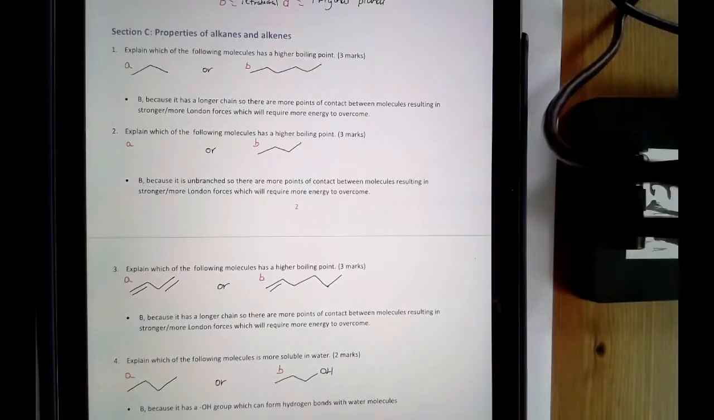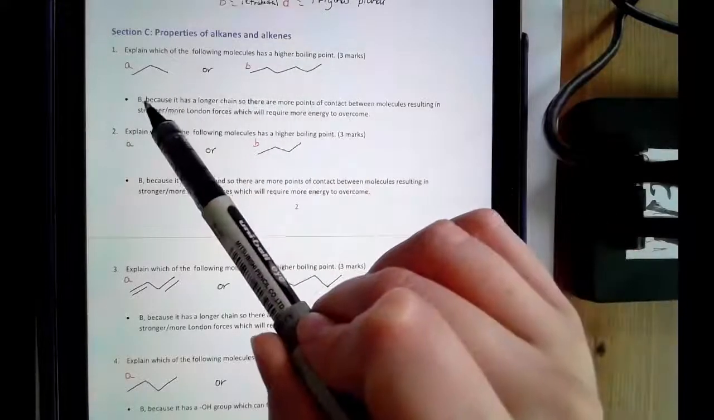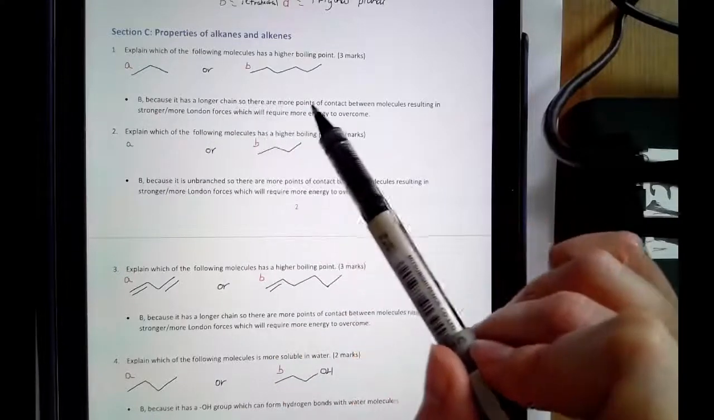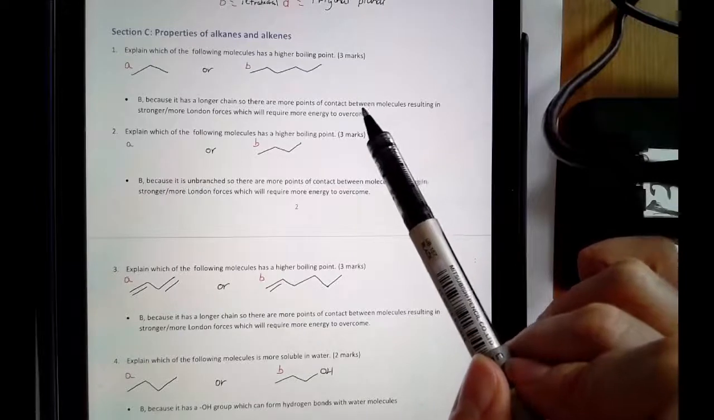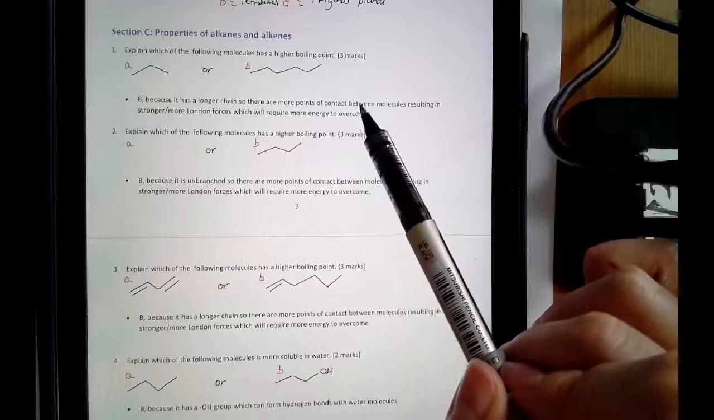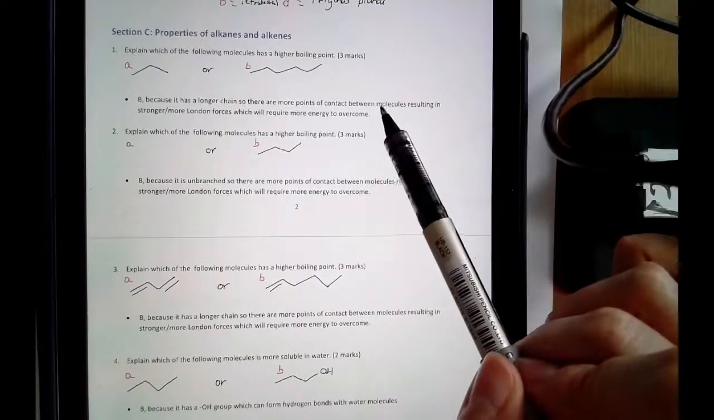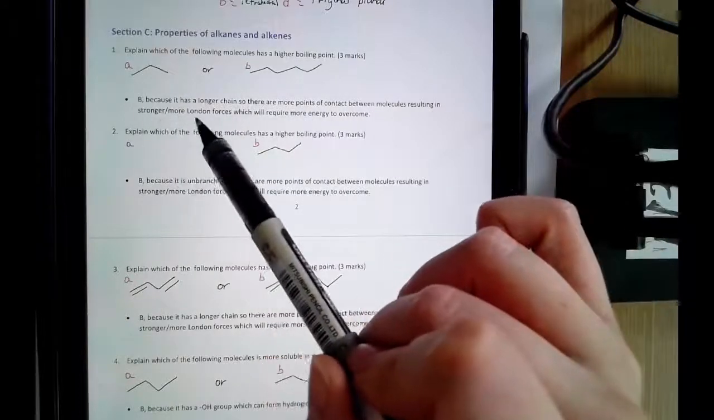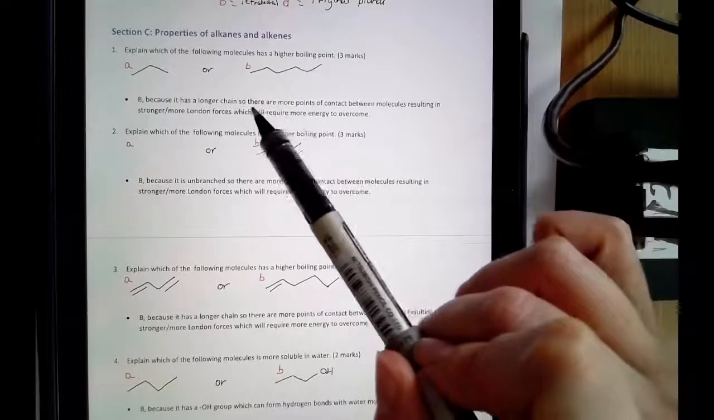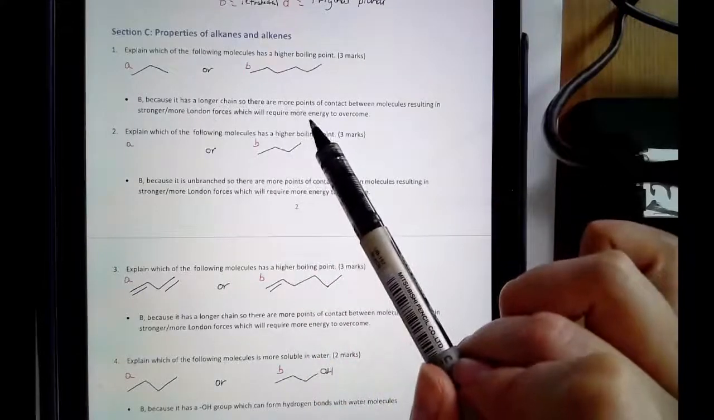Okay, so again, I've done the answers here on my iPad. So the first one, I'm comparing A to B, which is the higher boiling point. The answer is B. You have to explain why. It's got a longer chain, so there are more points of contact between the molecules. Make that clear that you're talking about the forces between molecules. You shouldn't be mentioning covalent bonds in your answer at all. So longer chain, more points of contact between molecules. So therefore you've got stronger, or you can say more London forces, which will require more energy to overcome. So I'm mentioning the longer chain, more points of contact, stronger London forces, more energy to overcome.